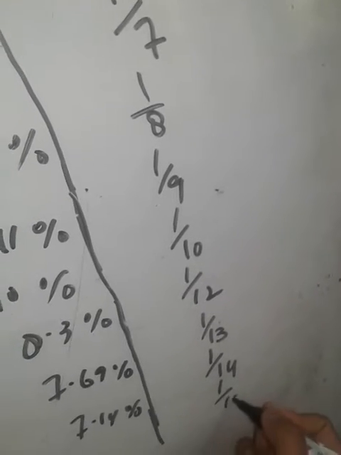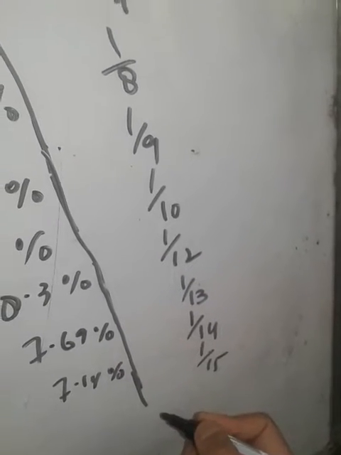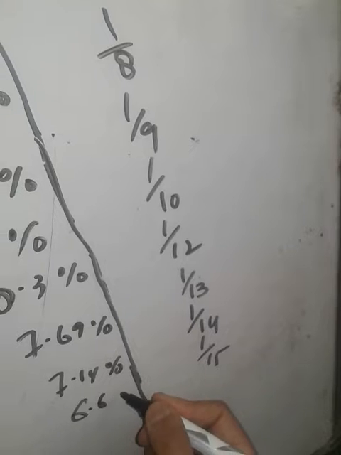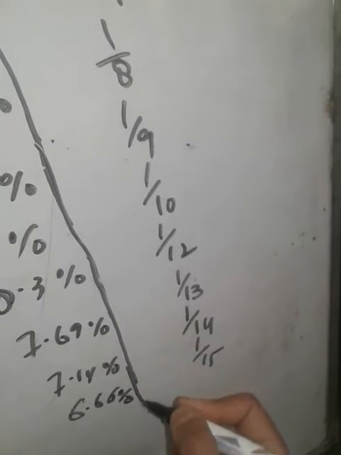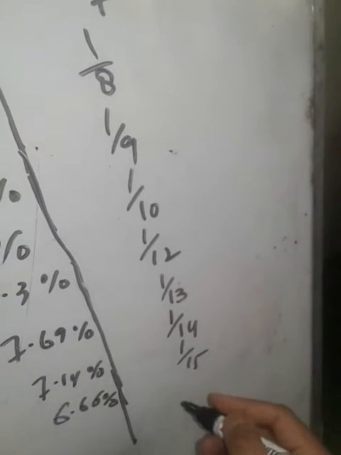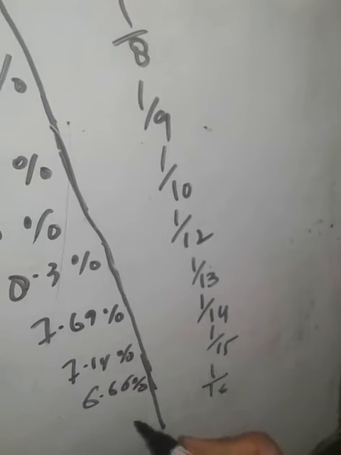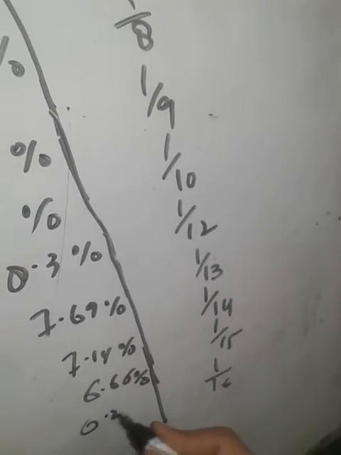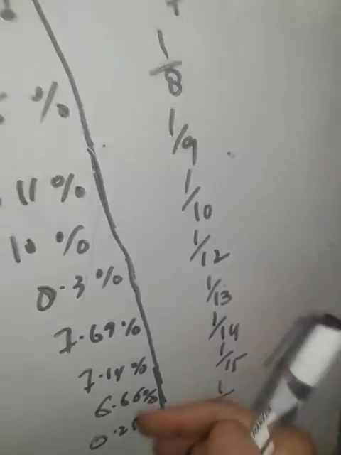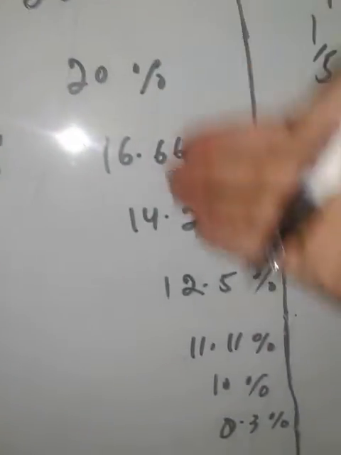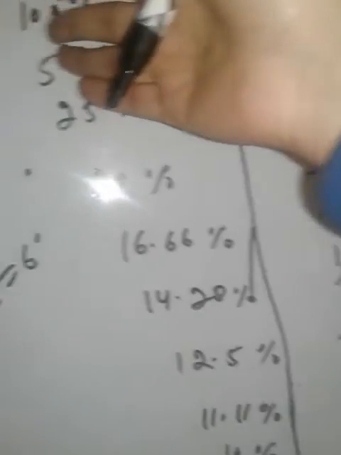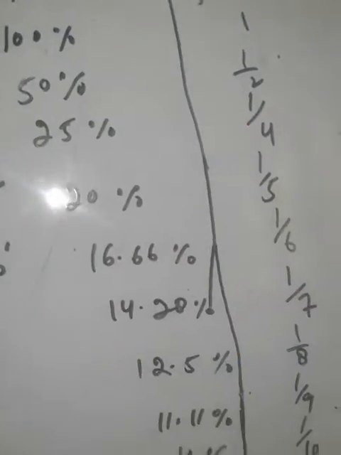What is 1 by 15? It is 6.66%. This percentage value is always used. And what is 1 by 16? It is 6.25%. At least you should know these fractional values of these percentage values.